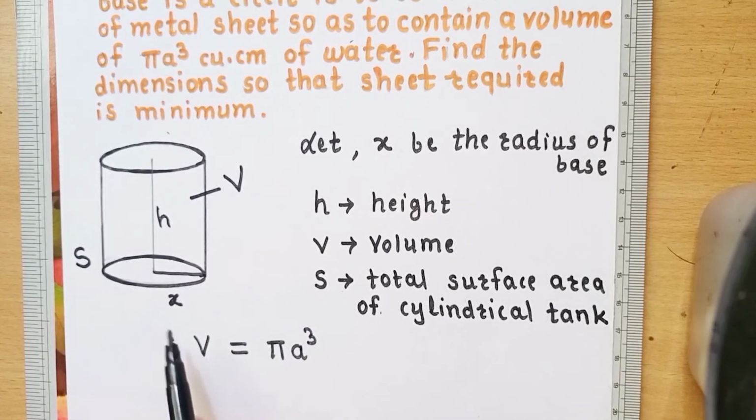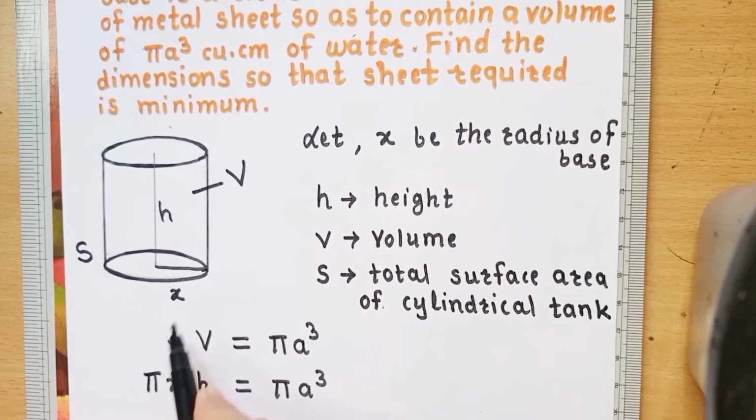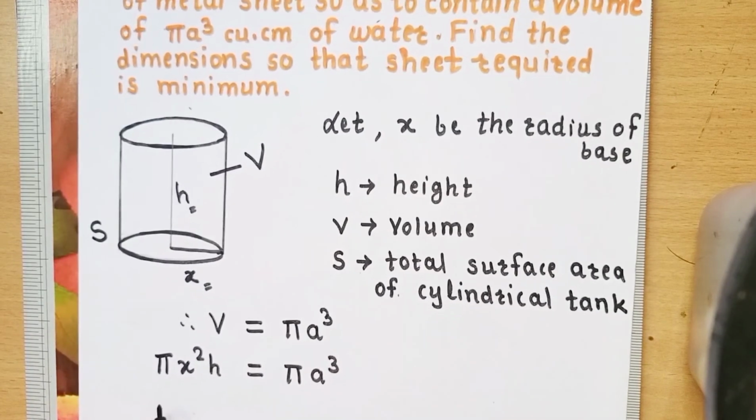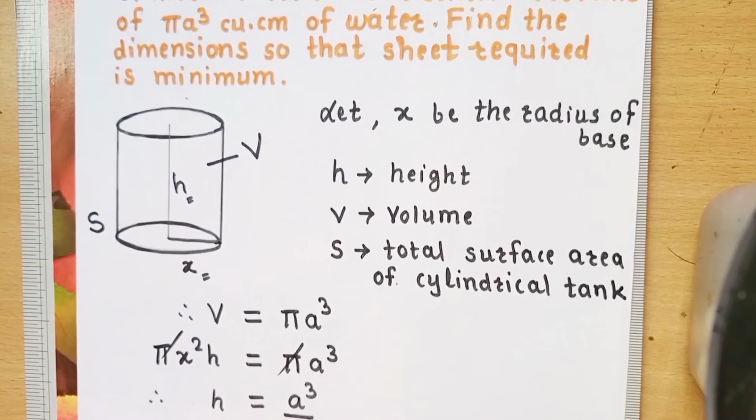But we know the formula, volume of a cylinder is equal to pi r square h, but our radius is x. So pi x square h is equal to pi a cube. So now there are two variables, this is x, this is h also. So we will keep h also as a function of x. Therefore this pi gets cancelled, and therefore h is equal to a cube upon x square.